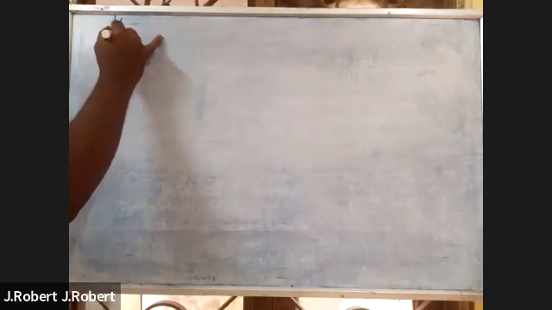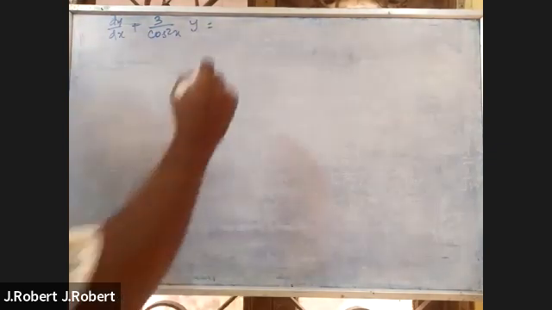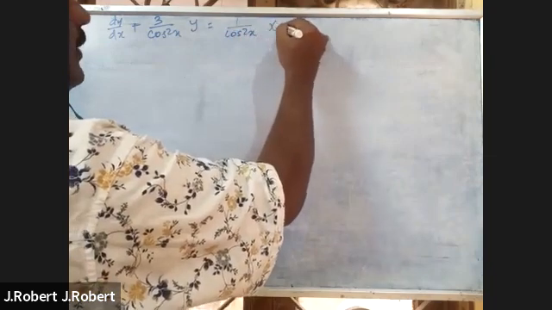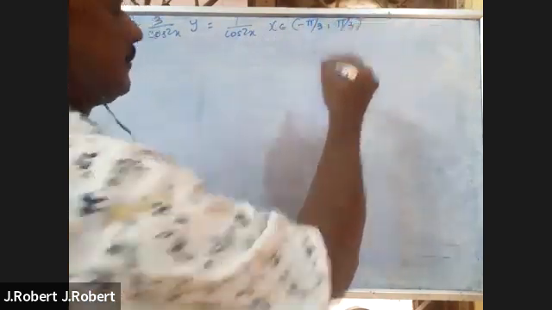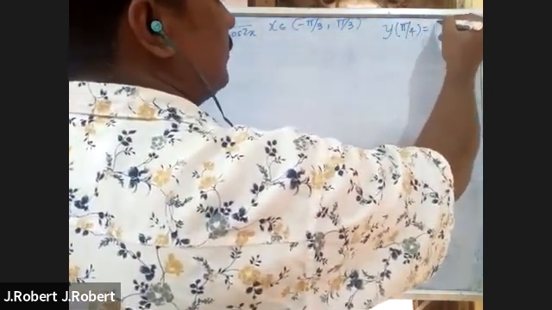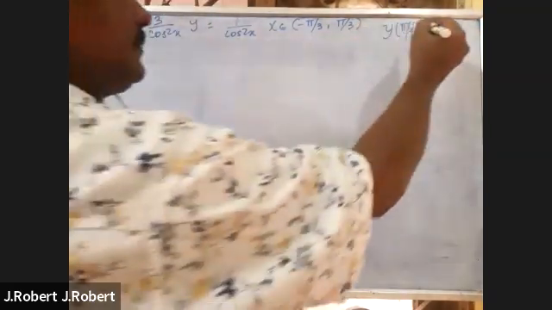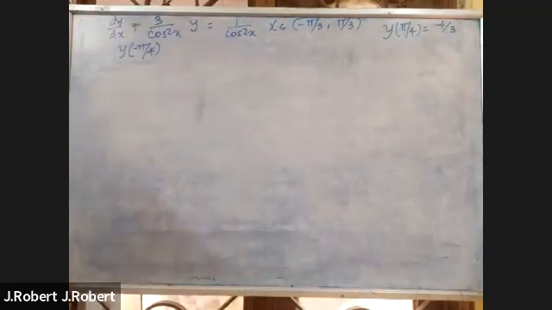The next problem: if dy by dx plus 3 divided by cos squared x into y is equal to 1 by cos squared x, where x belongs to minus pi by 3 comma pi by 3, and y of pi by 4 is equal to 4 by 3, then y of minus pi by 4 is equal to what?